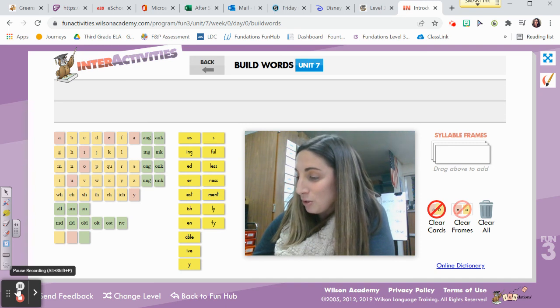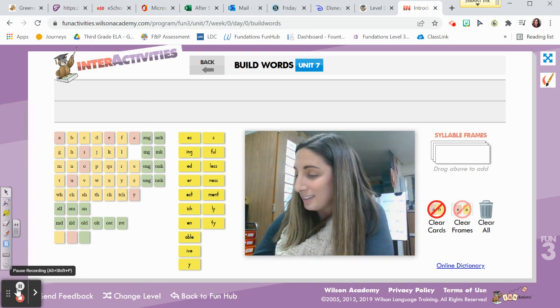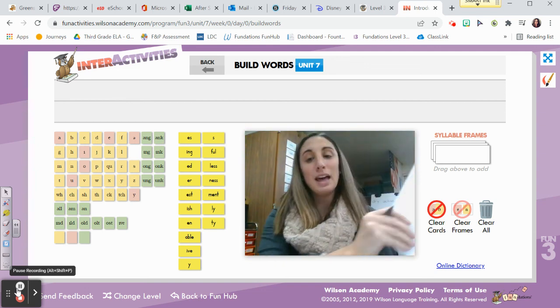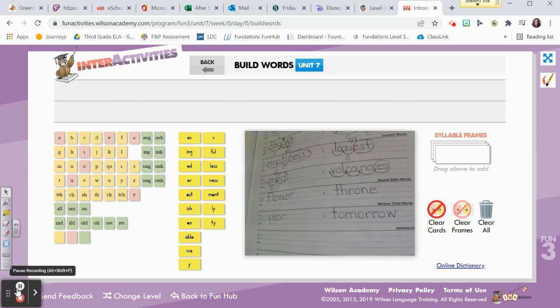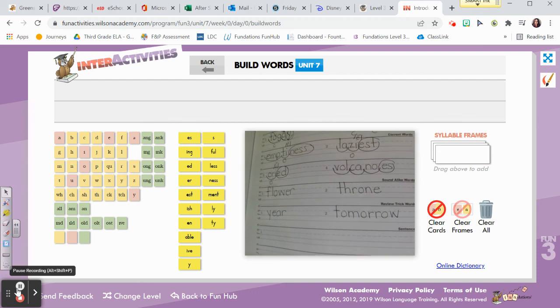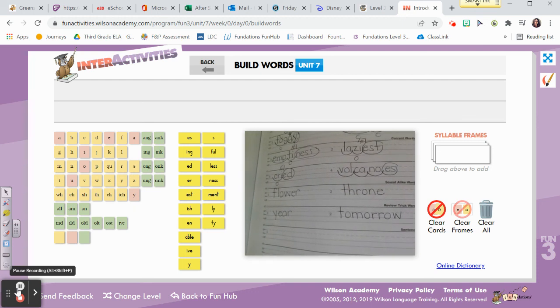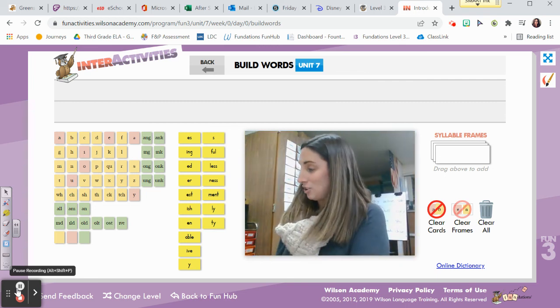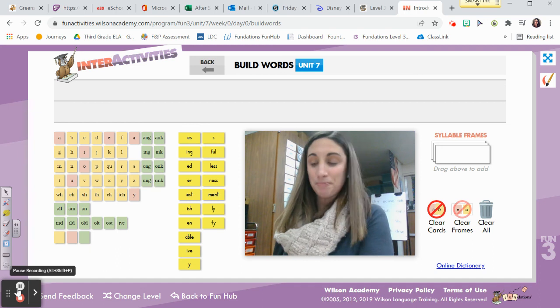And next word, tomorrow. Tomorrow. If you don't know, use your tools. Don't miss a point. Tomorrow. All right. Let's spell it together. Check your word carefully. Go. T-O-M-O-R-R-O-W. Tomorrow. Good job.